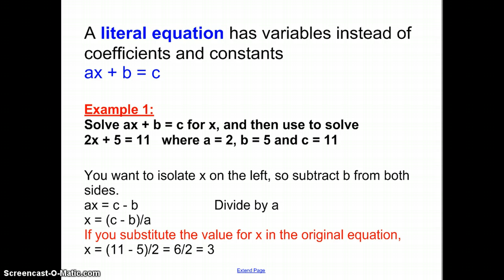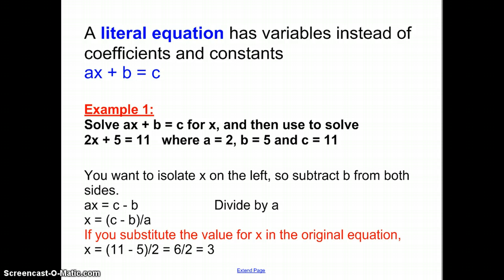Now if you look at 2x plus 5 equals 11, you can see that it's written in the same form as ax plus b equals c. So it's very easy to see what numbers represent what letters. In the second equation, the 2 is the a, the 5 is the b, and the 11 is the c.